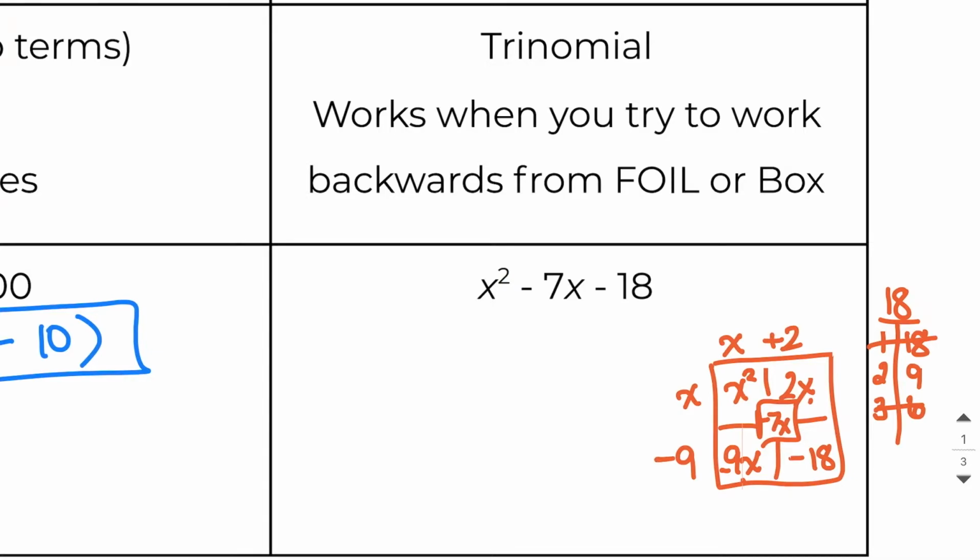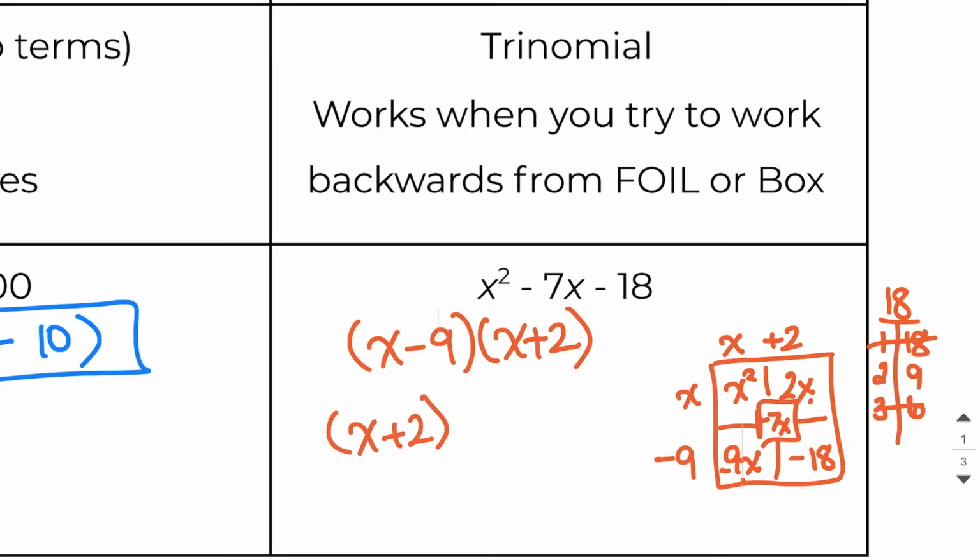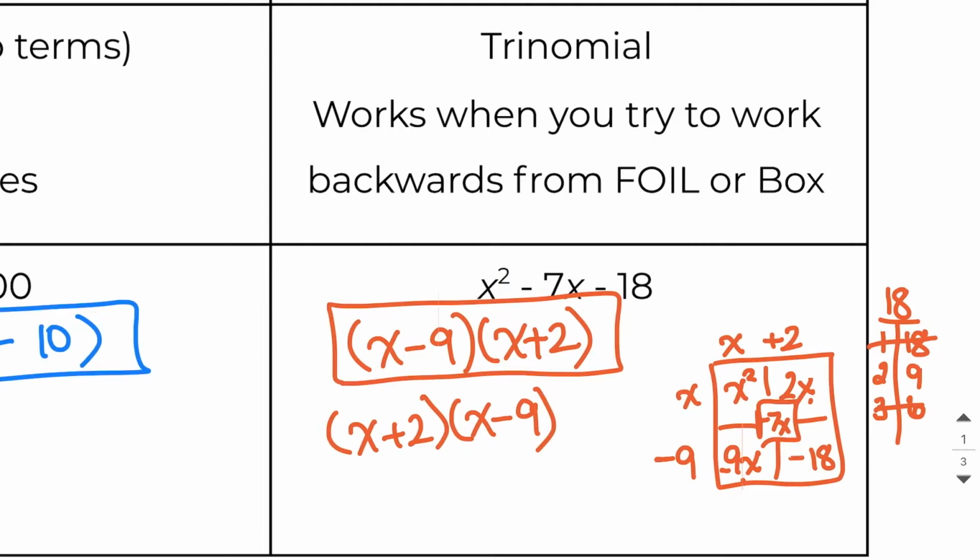So that means that when I factor this, I would get x minus 9 times x plus 2. And just a reminder, you can also say x plus 2 times x minus 9, as long as the 9 is negative and the 2 is positive.